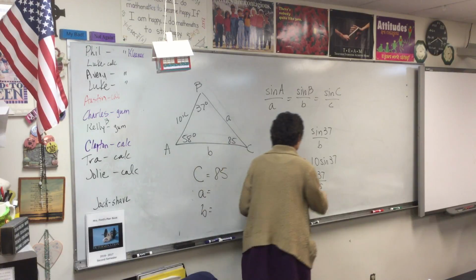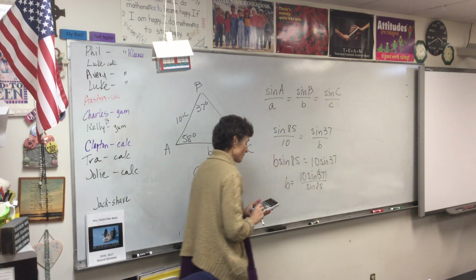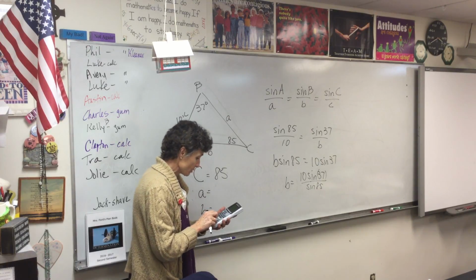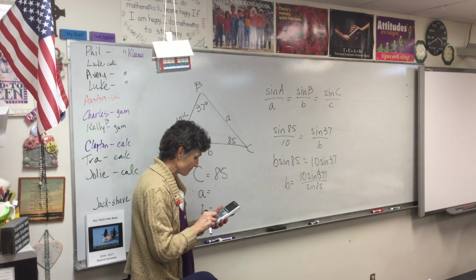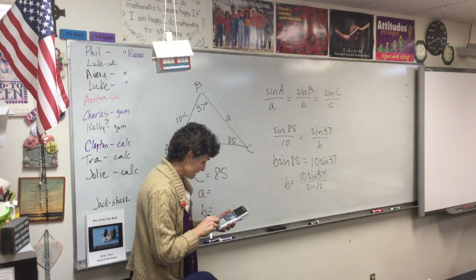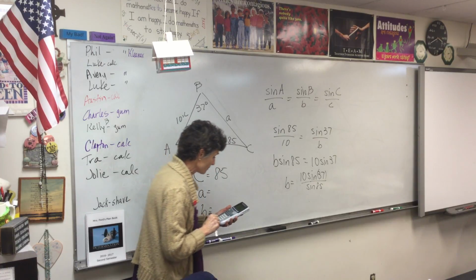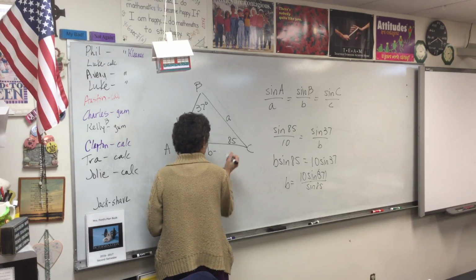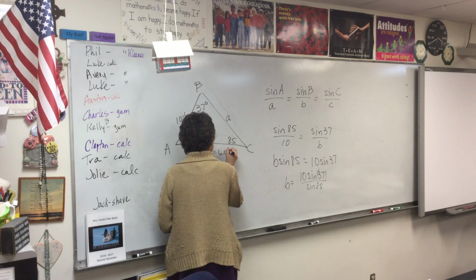Please be careful. Make sure you close those parentheses. Make sure you're setting degrees. So 10 sine 37 divided by sine 85. Did you get 6.04? Oh, that was B. 6.04.